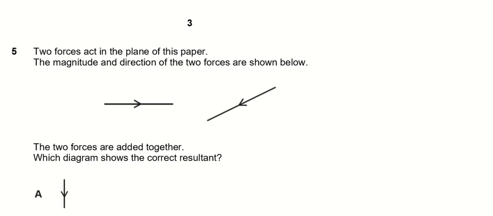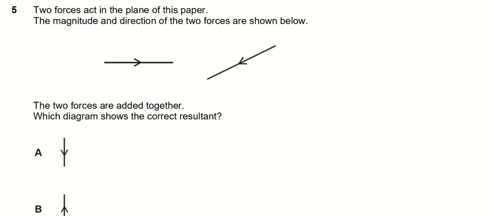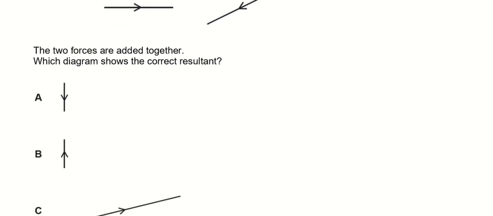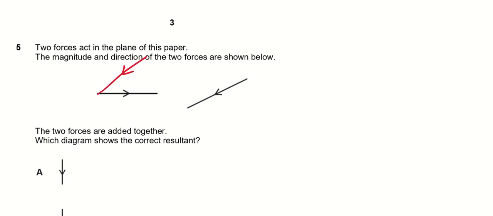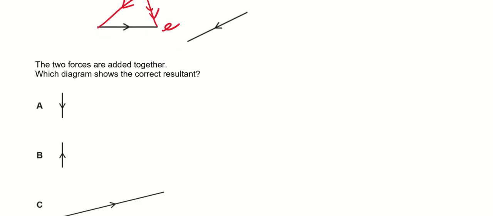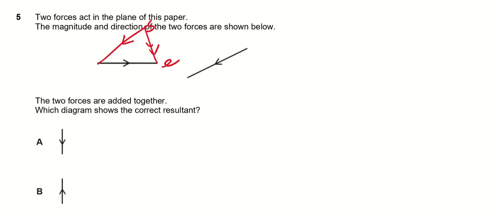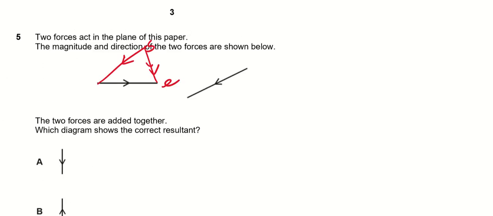Now, question 5. Two forces act in the plane of this paper. The magnitude and direction of the two forces are shown below. The two forces are added together. Which diagram shows the correct resultant? That means I need to put them tip to tail. If this is the start and this is the end, then this will be the resultant. So the best answer will be A.